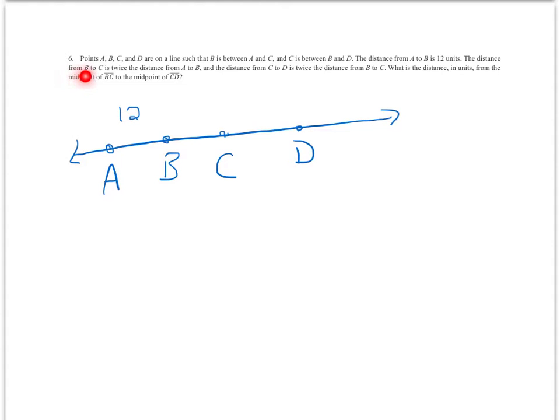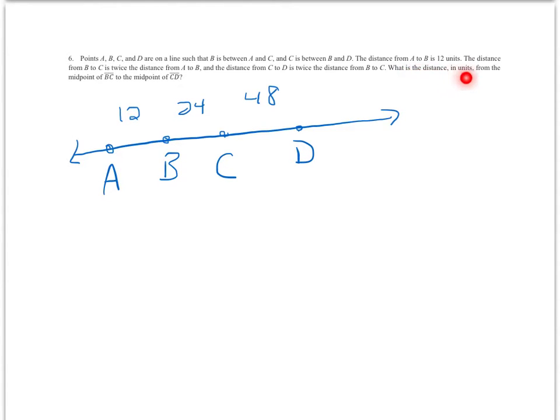The distance from B to C is twice the distance from A to B. Well, A to B is 12, so therefore B to C is twice that, which is 24. The distance from C to D, which is here, is twice the distance from B to C. So B to C is 24, it makes this twice that, which is 48.